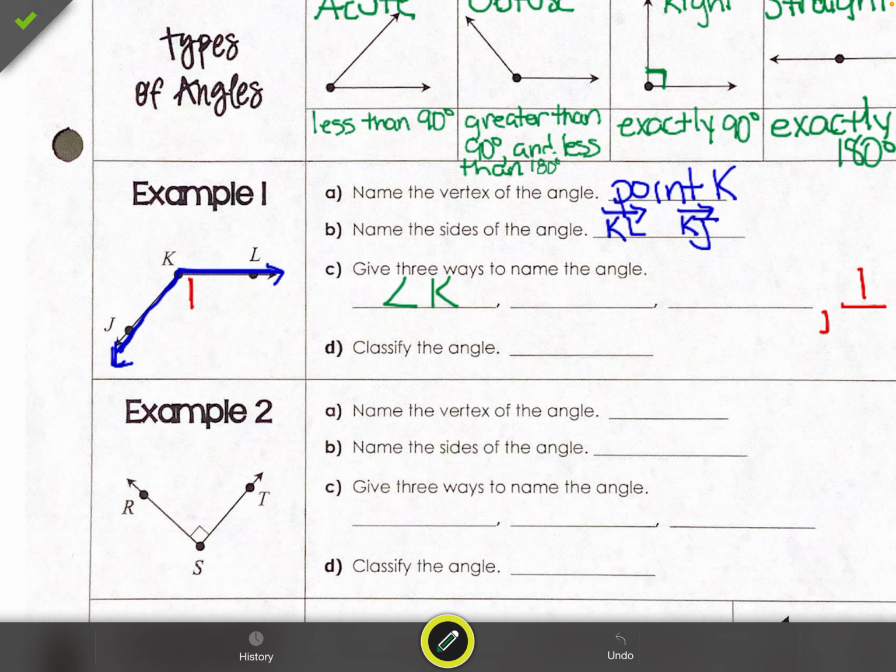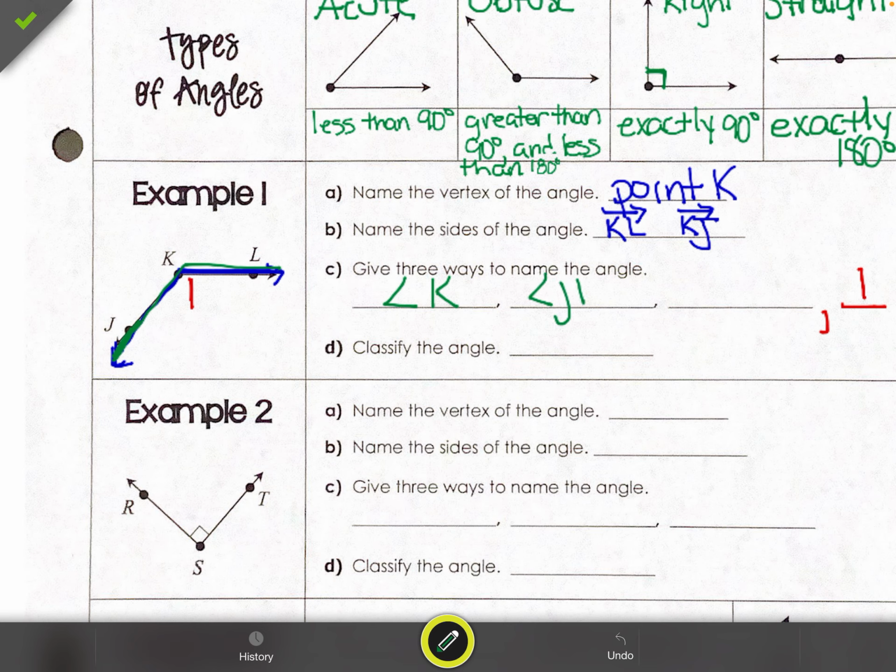The next way is to use 3 points that are on your angle. One of the middle one has to be your vertex. And so this is where we always tell people, be careful. Walk the angle. Okay? Meaning trace it with your pencil, trace it with your finger, but start on either side and go this way. So we could call this angle JKL.